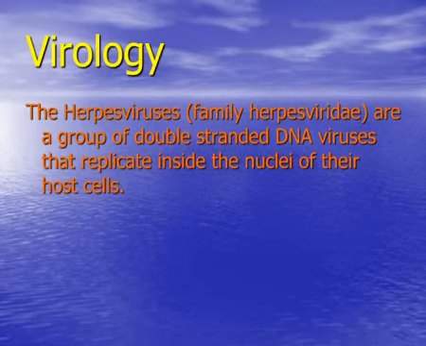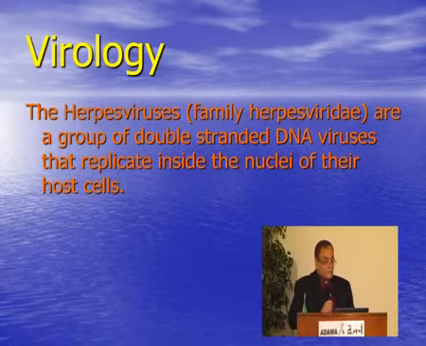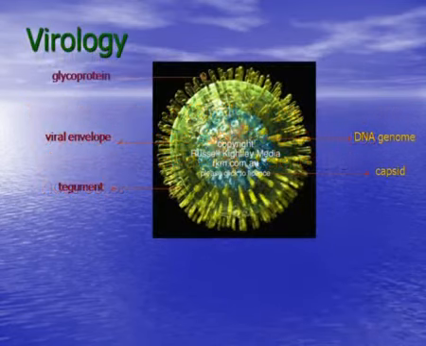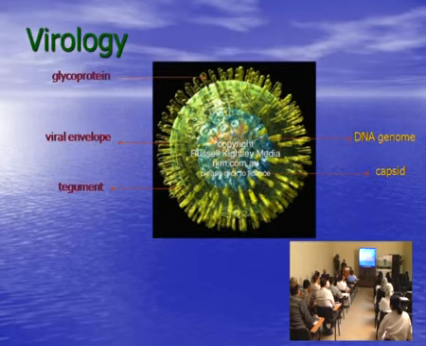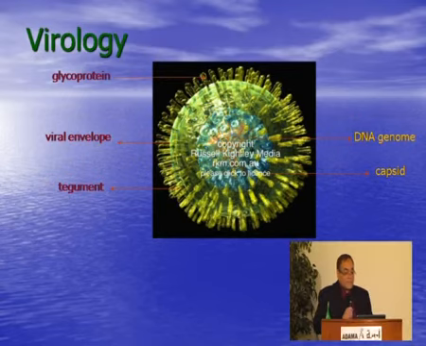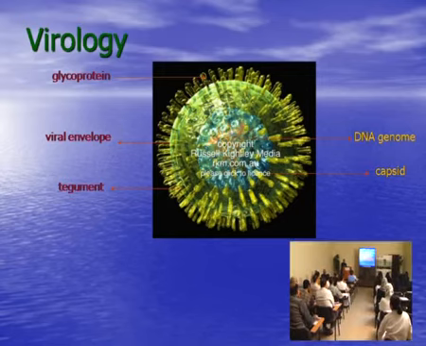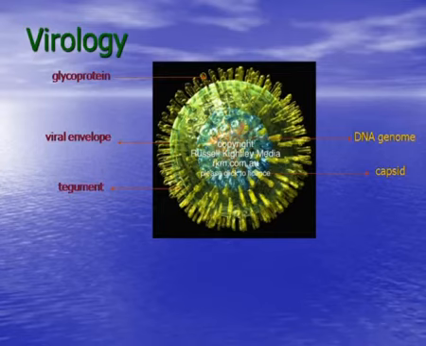The herpes viruses, family Herpesviridae, are a group of double-stranded DNA viruses that replicate inside the nuclei of their host cells. This is an electron microscopic picture of the herpes virus. This is the glycoprotein, which is the antigen determinant. This is the viral envelope. This is the tegument. This is the DNA genome inside, and the capsid.